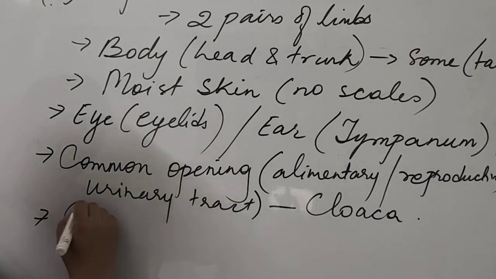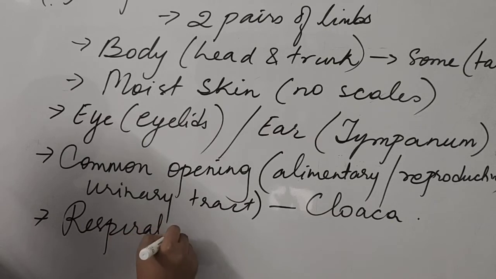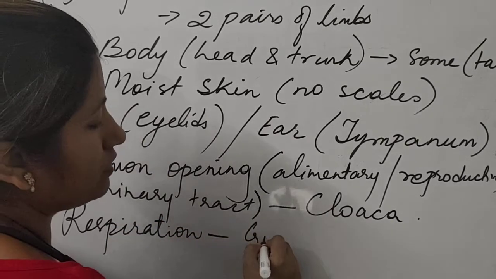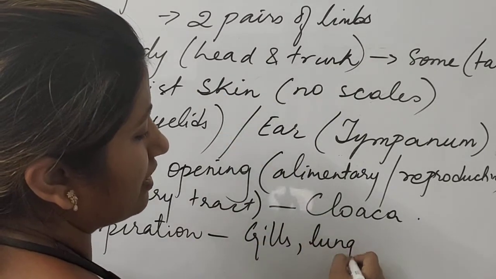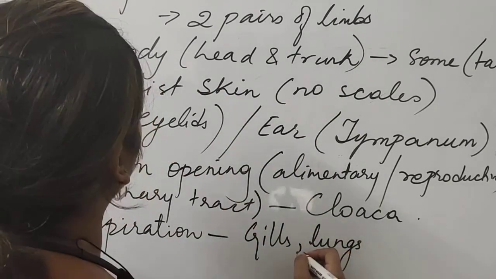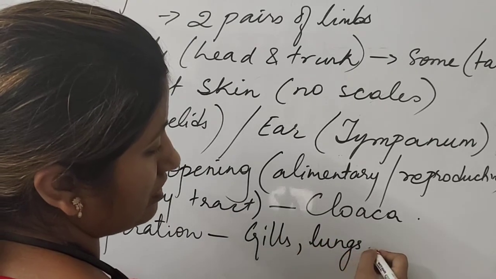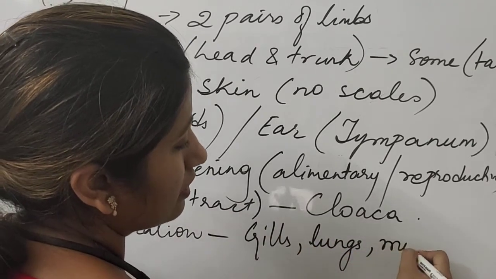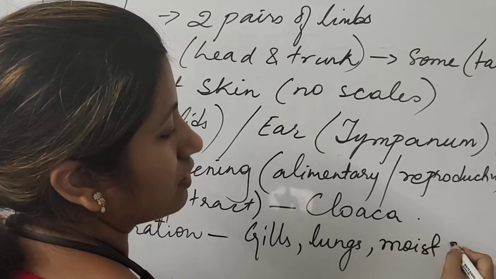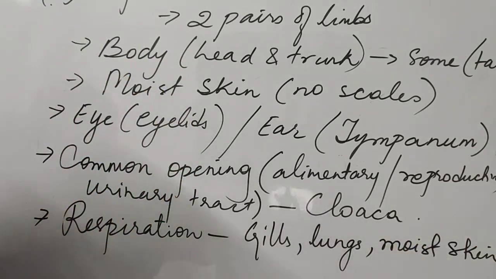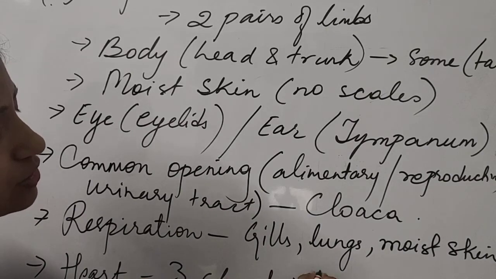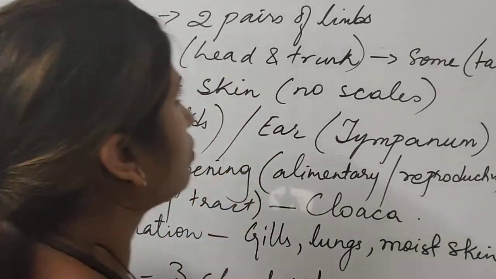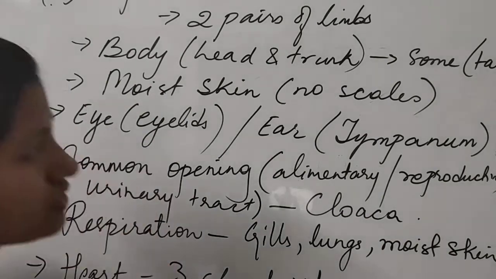And for respiration, they respire in three different ways. When they are in water, they respire through gills. Some of the amphibians respire completely through gills in water, and in terrestrial areas they respire through lungs, and during hibernation they respire through moist skin. And they have a three-chambered heart: two auricles, one ventricle.